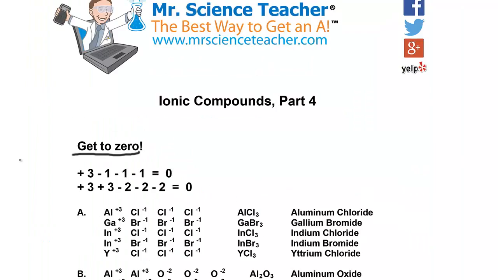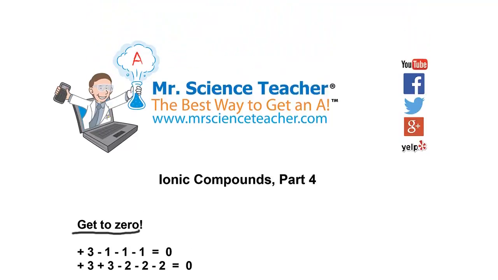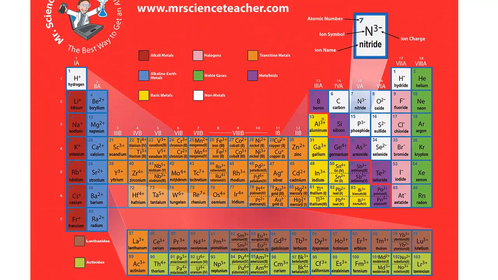Now, our equations that we're going to use today are plus 3 minus 1 minus 1 minus 1 equals 0, and plus 3 minus 2 minus 2 minus 2 equals 0. So that's what we want to do. So the first one we're going to use is aluminum and chloride. So we're going to go up to our periodic table of ions. We'll notice that we have aluminum plus 3, chloride minus 1.